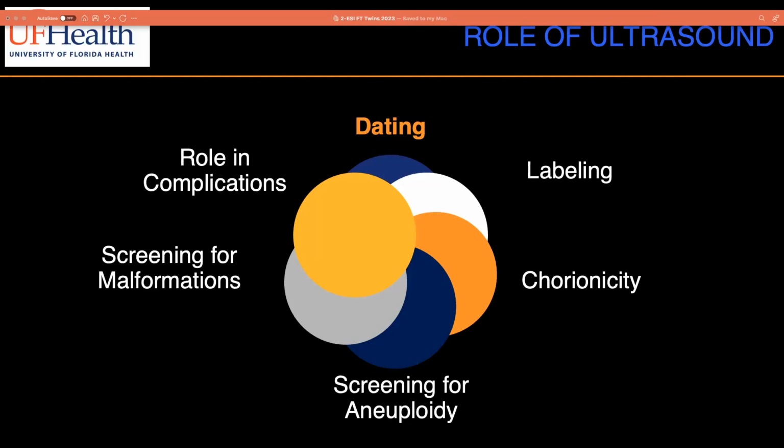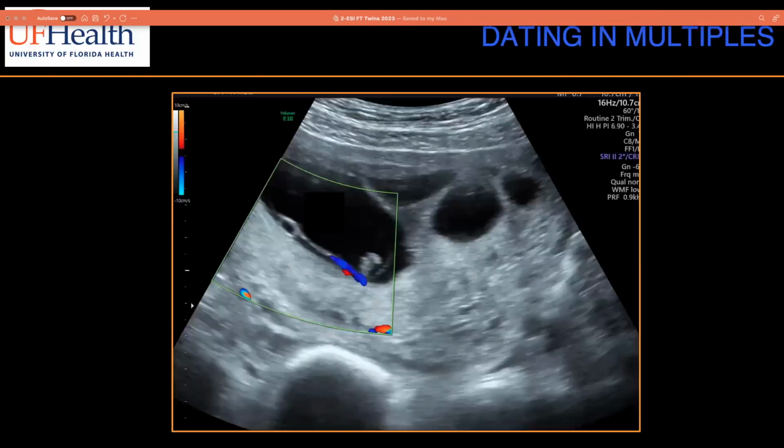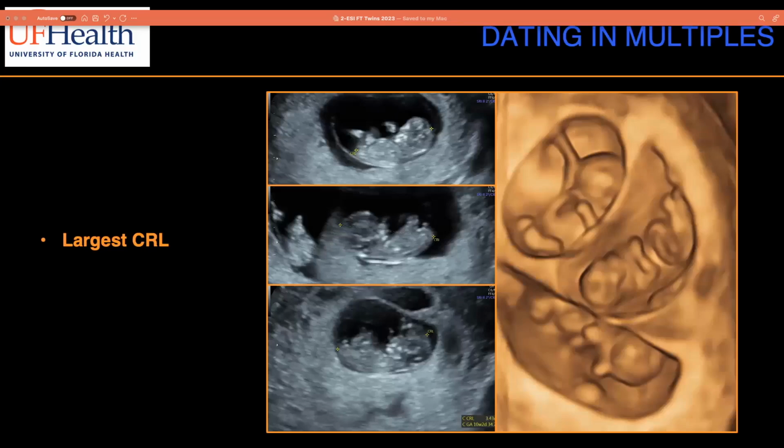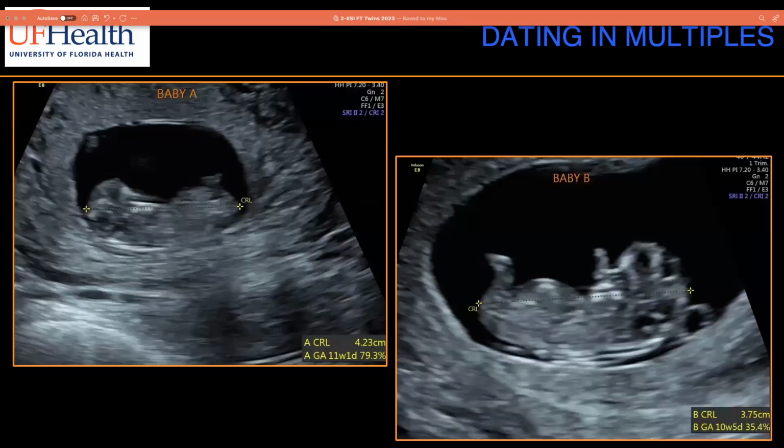So the role of ultrasound pertains to dating, labeling, establishing chorionicity, screening for aneuploidy, malformations, and complications. So we'll start with dating, just as we talked about in the first trimester. Depending on when you are, you're either going to use CRL or biometry. But when you have multiples and you have more than one CRL, always use your largest CRL. And if this were the result of assisted reproduction, use the IVF established dating.